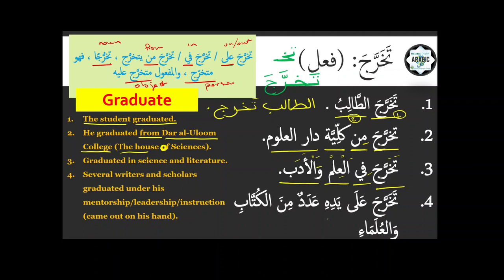تخرج على يده. This is an expression. It means that several people graduated under his supervision or his mentorship or leadership. But the literal meaning is they came out of his hand. That means he instructed them, or he's the one who produced this elite group of writers.